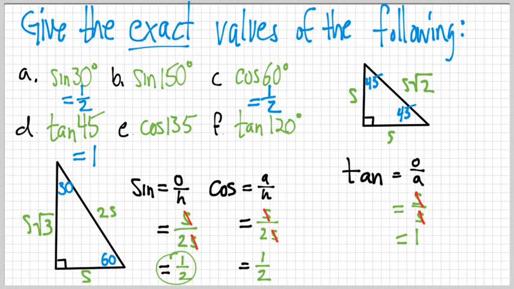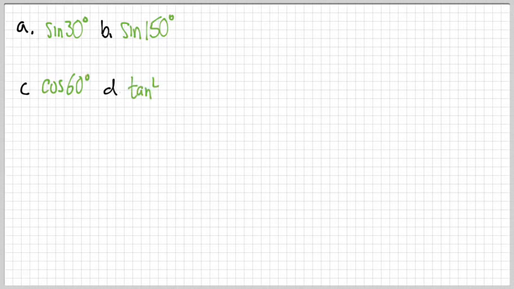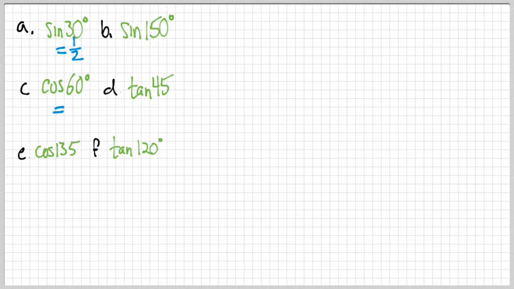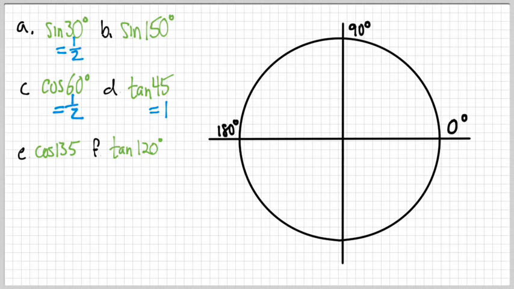Okay, now I will go on to do sine of 150, cosine of 135, and tangent of 120. And what we're going to do for that, I'm going to get a new page here, because for those values, I'm going to use the unit circle. So we have these ones that we found, and here we'll get the unit circle.